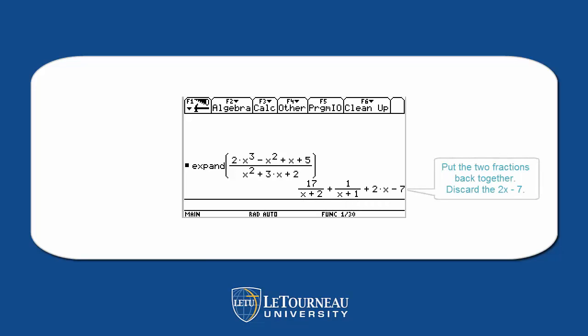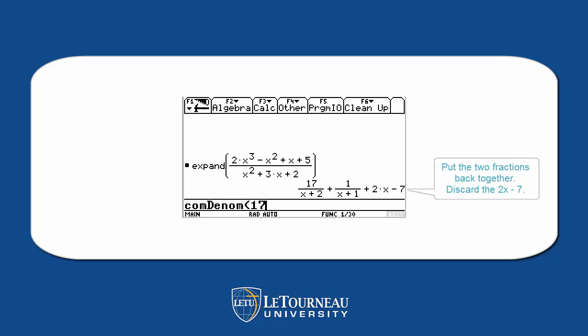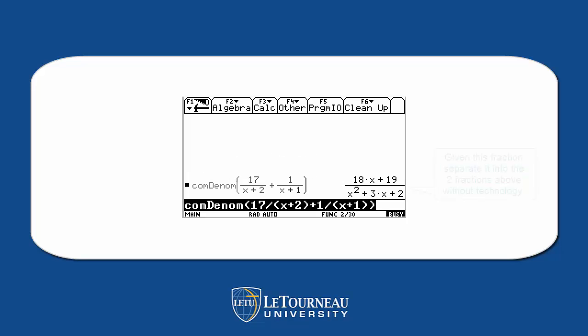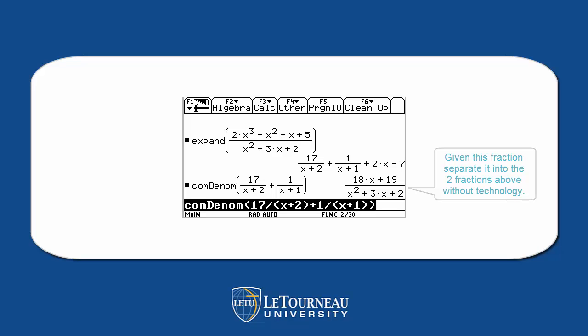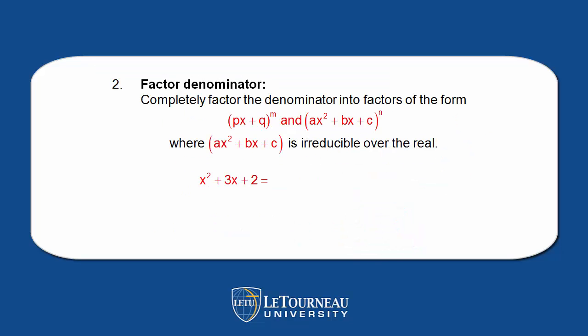Now all we want is to be able to put those two fractions back together and then get back what we had there. That's what I want to show you how to do, how to get the 17/(x + 2) + 1/(x + 1) back when we have put them back together. Let's see, what do we get when we put them back together? All right, we get (18x + 19)/(x² + 3x + 2). And we're going to just discard the 2x - 7, and we're going to work with that 18x + 19.